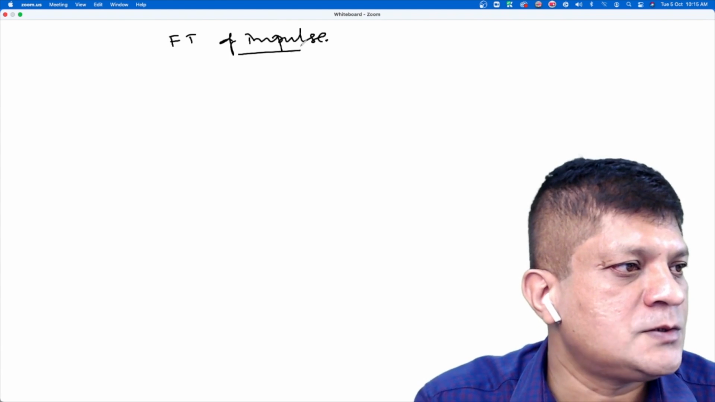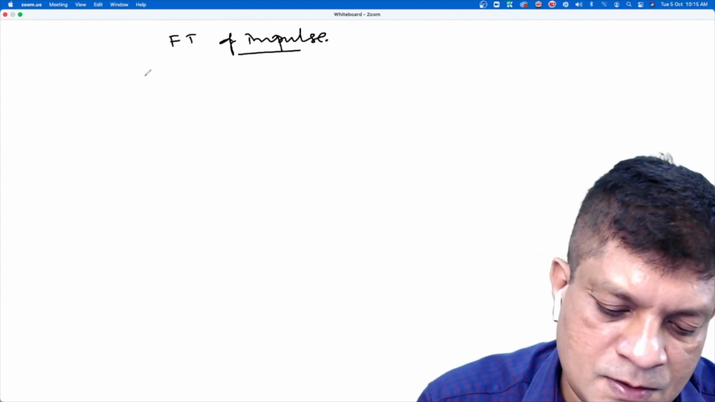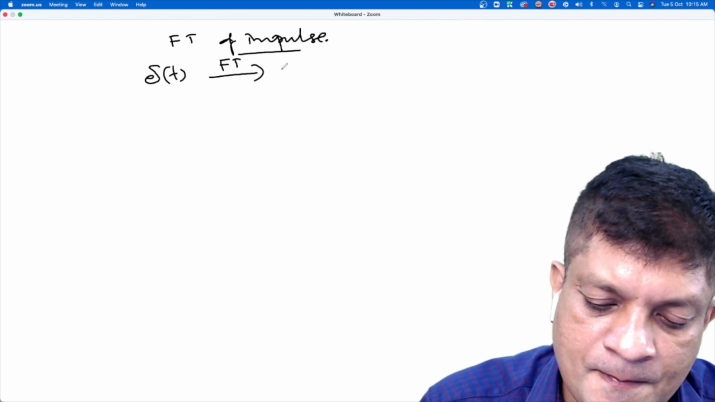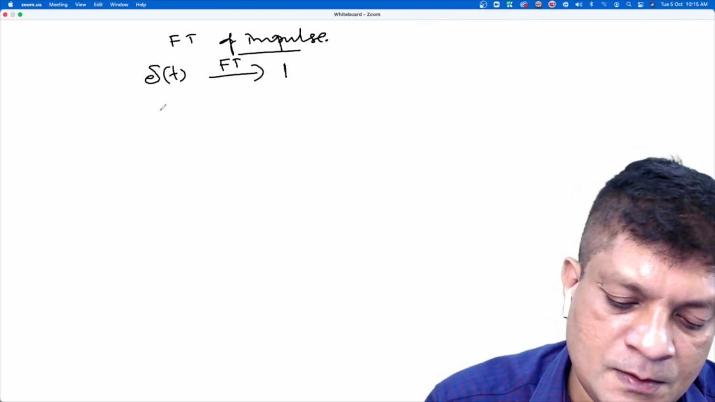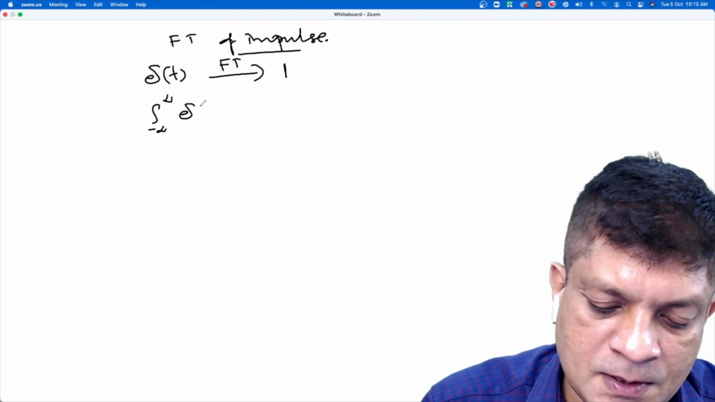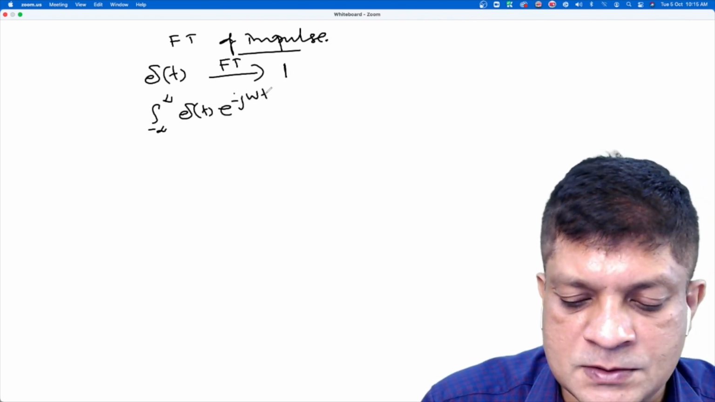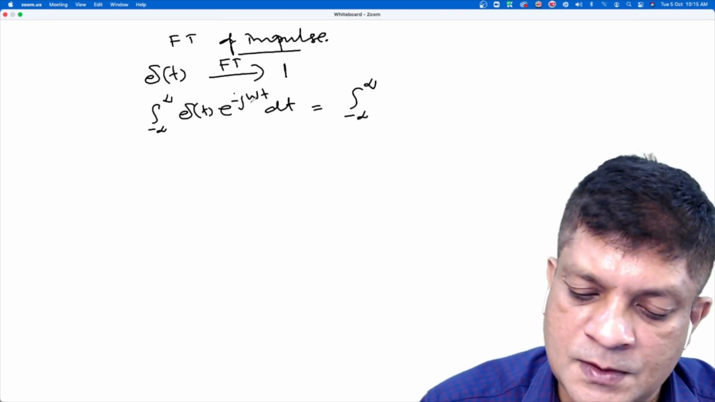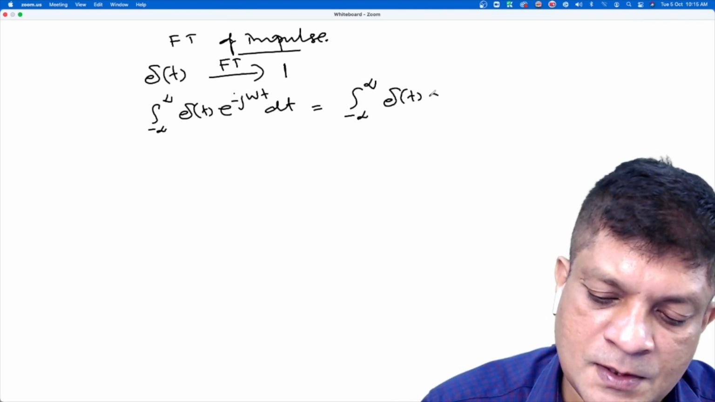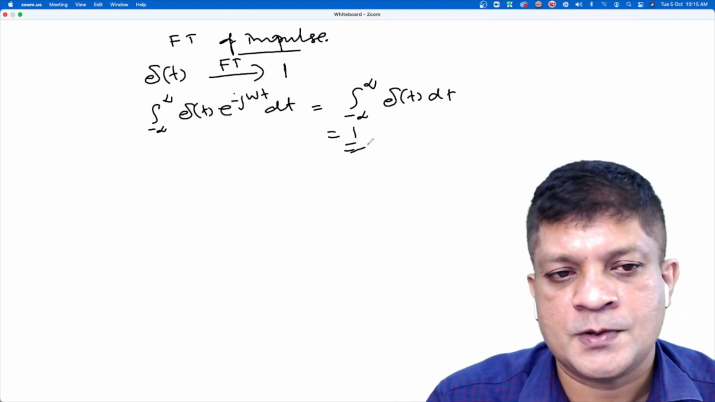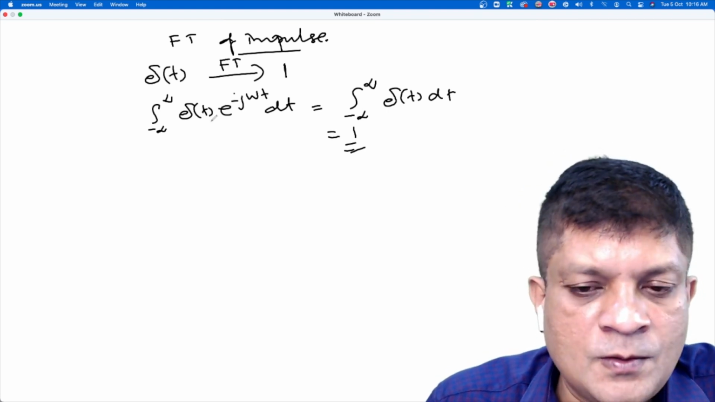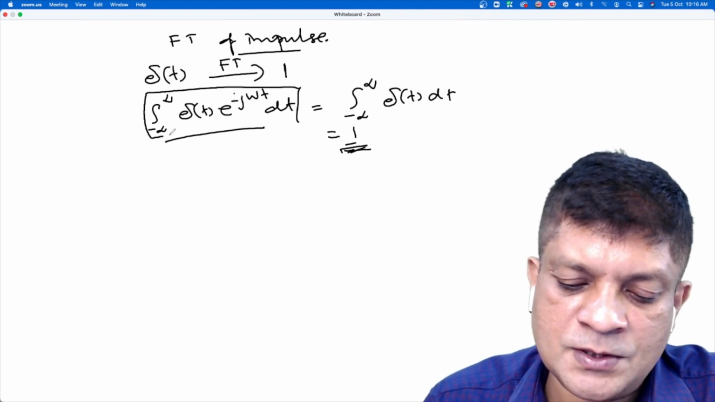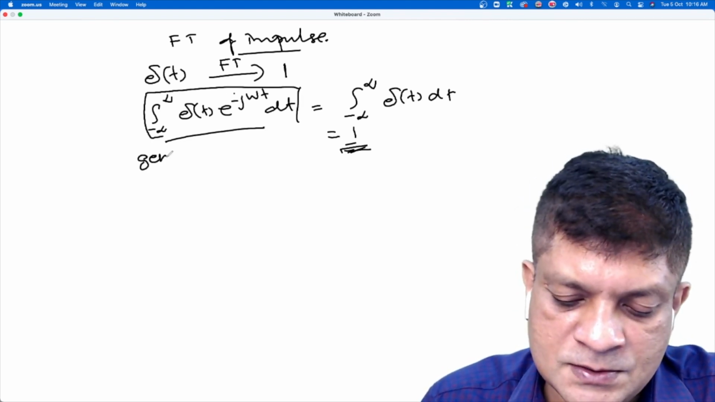Fourier transform of impulse, that is delta t. What is the Fourier transform of delta t? It is 1. It is easy to verify. It is the integral from minus infinity to infinity of delta t e to the power minus j omega t dt. What? Delta t dt, that is 1, because delta t is non-zero only at t equals 0. So this is 1. This is not in the normal sense, this is in the generalized sense.